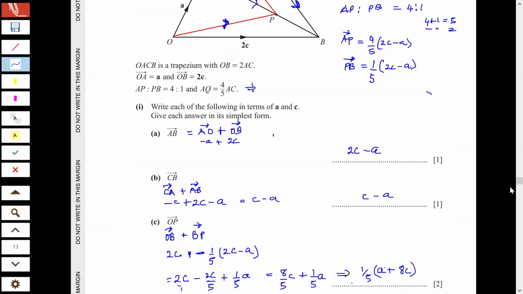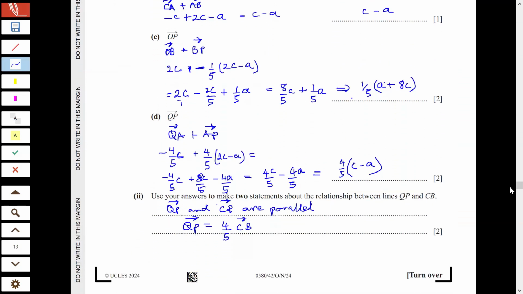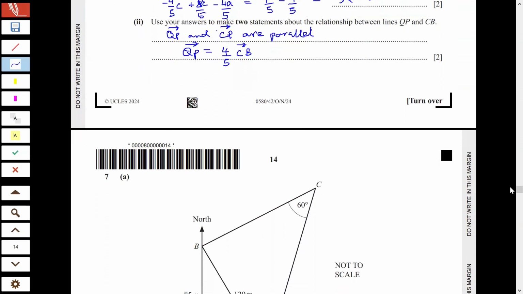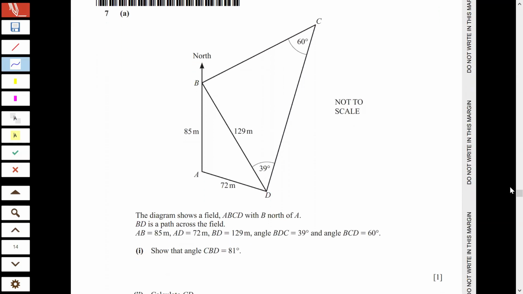Okay, so now let's move on to the next question. Yes, we have a question here, question 7A.